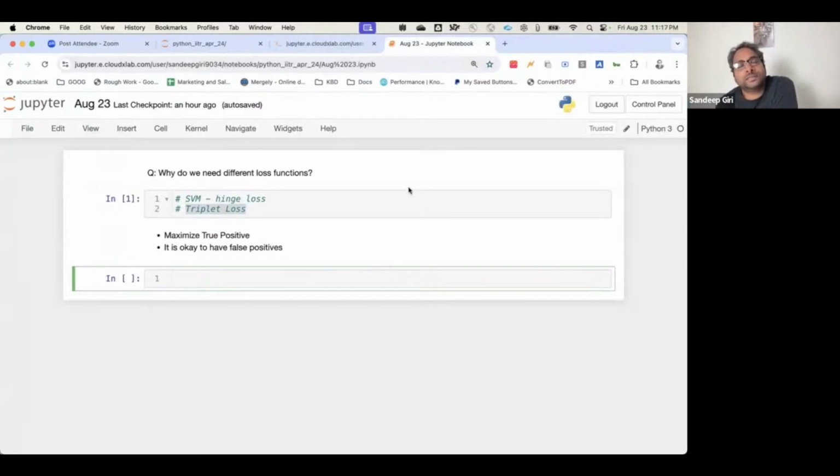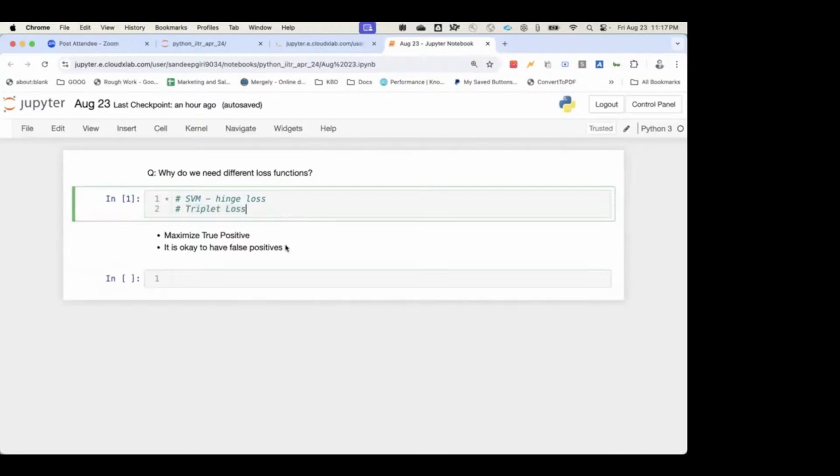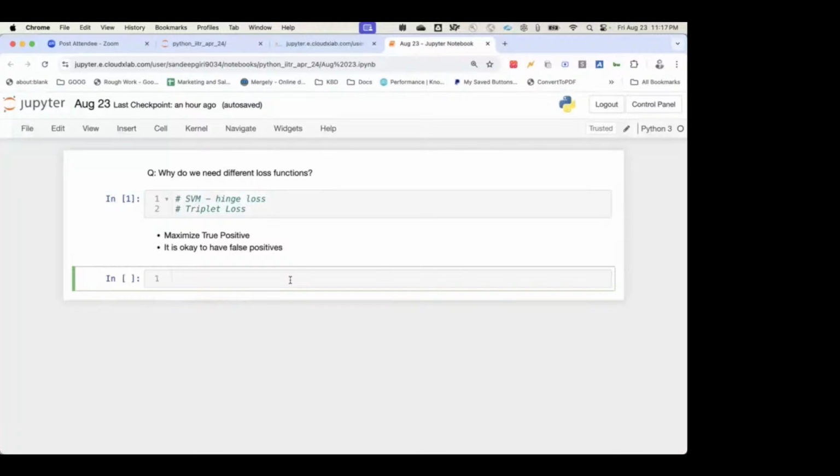Was I able to explain? That's my question to all. Was I able to bring everybody on the same page? Yes. My question of why we need multiple or custom loss functions, I get a very clear picture of why. As important as the model is, similarly the loss function is equally important.